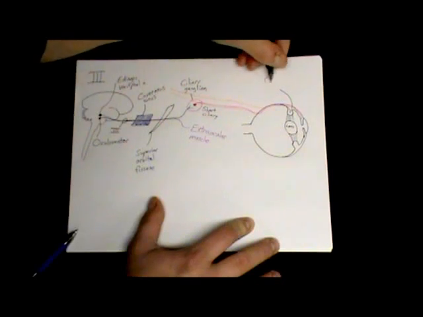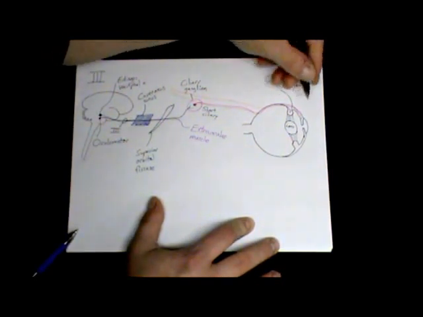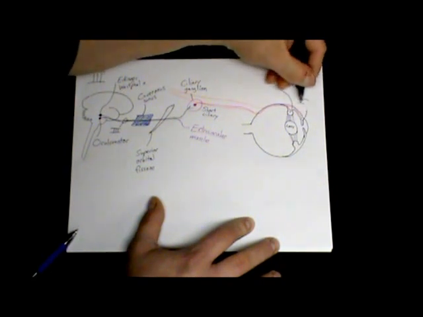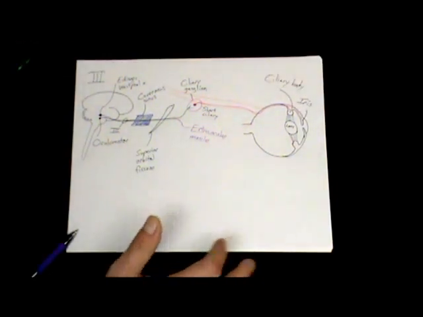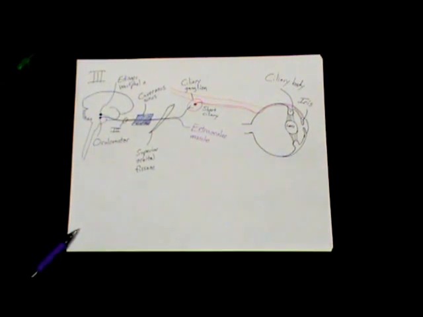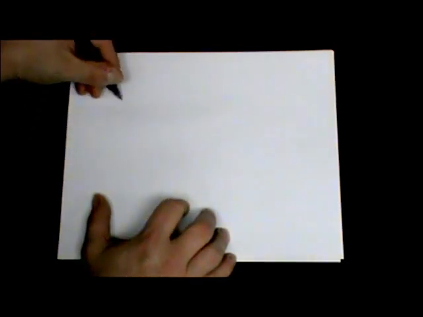So the two targets, the ciliary body and the iris, we'll take a closer look at right now. So to get a sense of what the parasympathetics are actually doing inside the eye, let's draw a pupil in here.